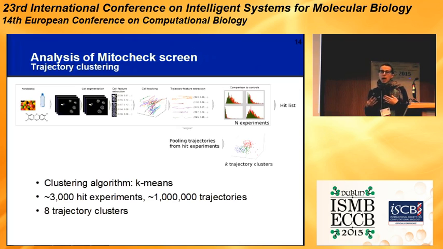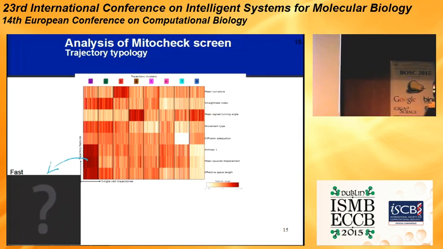that is the experiments that were identified by the workflow as containing cell trajectories that are significantly different in terms of distributions from the control experiment, we were able to identify eight clusters.